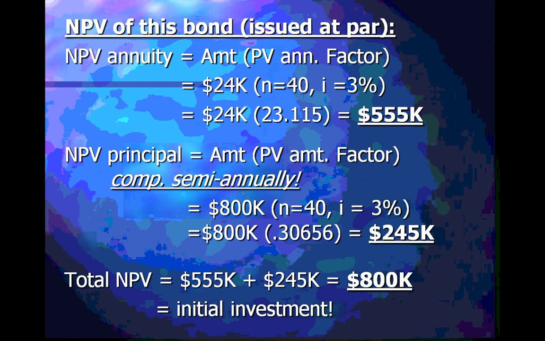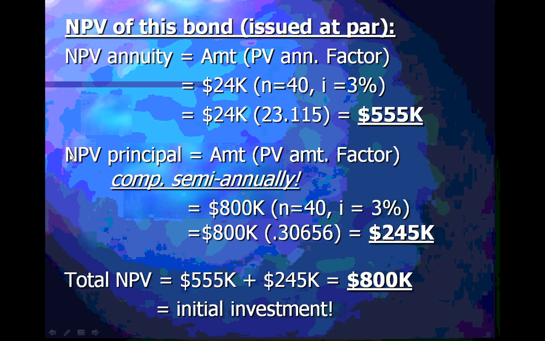What was the bond price? It was 800,000. So this is worth over half. The principal payback is worth less when you do the calculations than the interest payments for the annuity. At the end of all these 20 years, you're going to get your principal back.